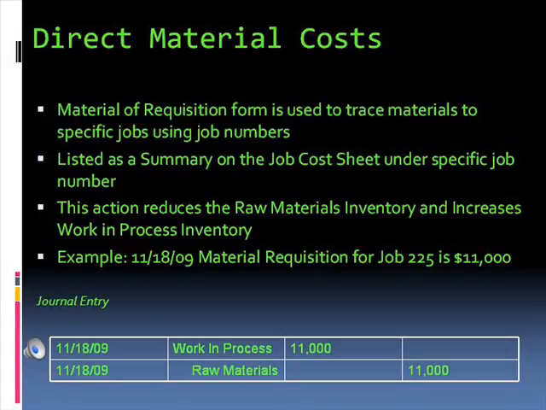Direct material costs. A material requisition form is used to trace materials to specific jobs using job numbers. They're usually listed as a summary on the job cost sheet under specific job numbers. This action reduces the raw materials inventory and increases work in process inventory. We have an example at the bottom of the slide, and the example starts on 11/18 of 09. The job number is 225 and it's at $11,000.